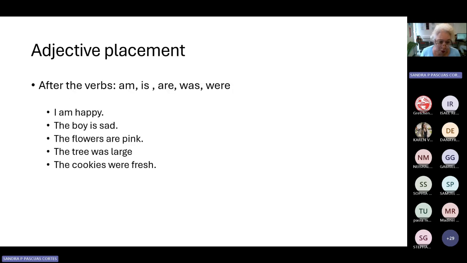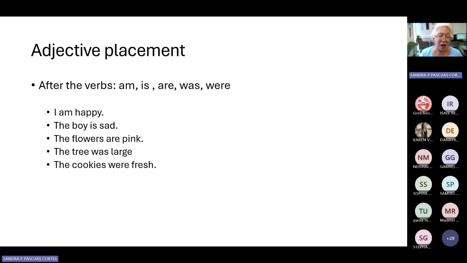Okay, now we have something that is different, because now we have some particular verbs, as you see here: am, is, are, was, and were. These are grammatically linking verbs. So we're not going to get into that, because we're going to look at adjective replacement one thing at a time. But just remember that after these particular verbs, you will have an adjective. You're going to describe, in this case, the subject of the sentence.